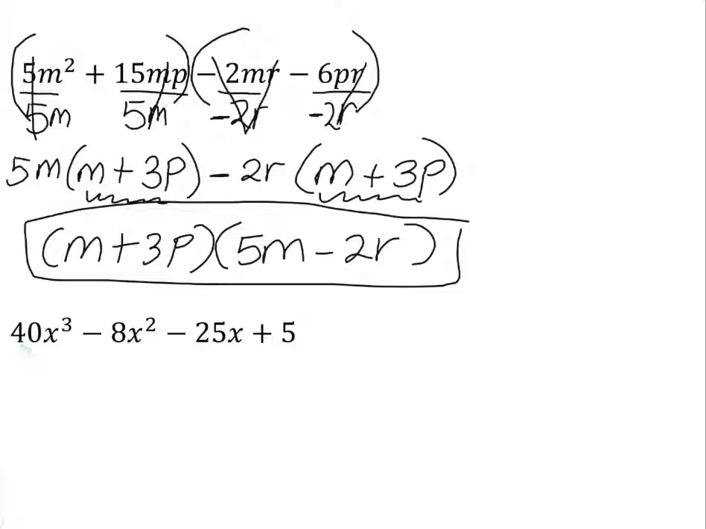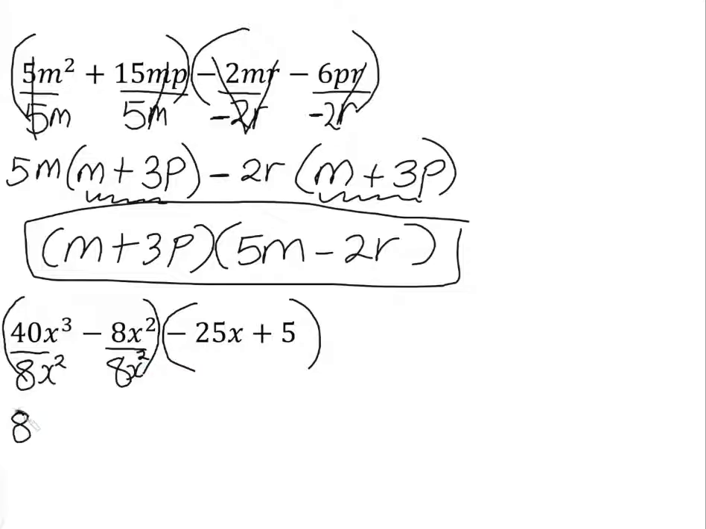Last one. 40x to the third minus 8x squared minus 25x plus 5. So again, 4 terms, you're factoring by grouping. So I'm going to group here, and then I'm going to group here, and then I'm going to do GCF factoring here. So 40 and 8, I can divide by 8. X is common to both terms. Remember, take the one with the smallest exponent. So I'm going to take x squared.